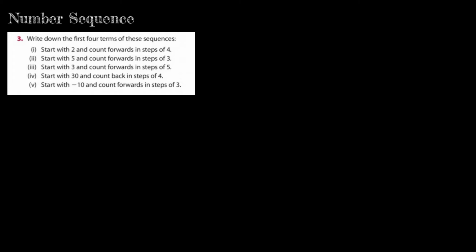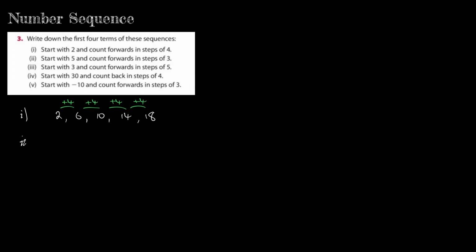So start with the number 2 and count forward in steps of 4. So I'm starting with 2. I'm going to count forward in steps of 4. So 2 plus 4 will give me 6. 6 plus 4 will give me 10. 10 plus 4 will give me 14. And 14 plus 4 will give me 18. Okay, write down the first 4 terms. So they only wanted the first 4 terms. So the first 4 terms would be 1, 2, 3, and 4. So you don't actually need 18. I just went one extra there, right?